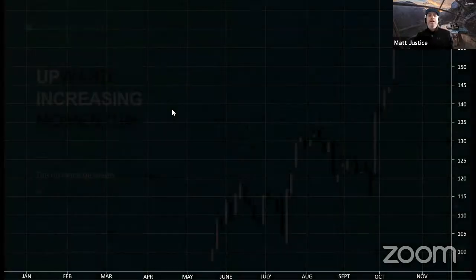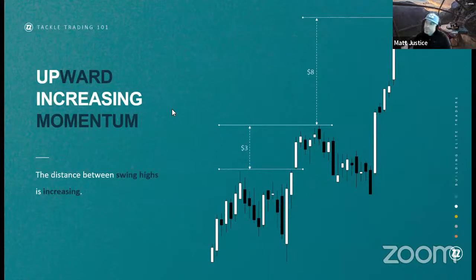Okay, I'm back. So when it comes to understanding momentum, once again, you're really looking at the differences between the vertical distance or the increase from support to resistance.